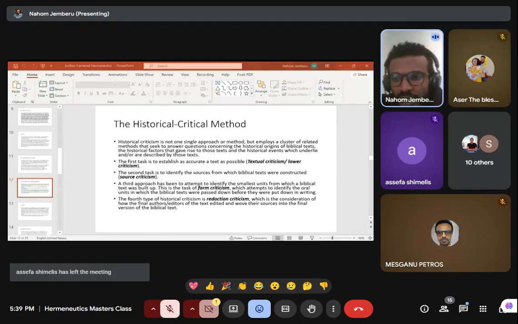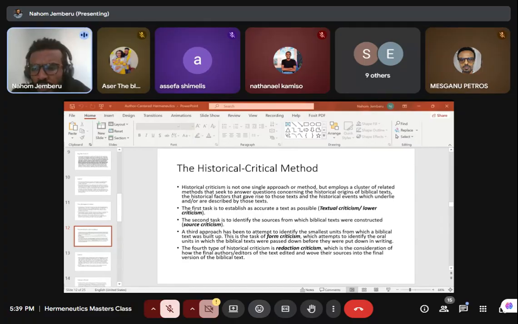So this set of methods seeks to answer the issues concerning the historical origins of the biblical texts. As I've mentioned in passing a couple of weeks ago, the biblical text as we know it, the canon as we know it, has gone through a very long and complex historical process. So the historical critical method seeks to understand this process, generally speaking. As I've already said, it's not a single method, but there are at least 4 methods that are included in it.